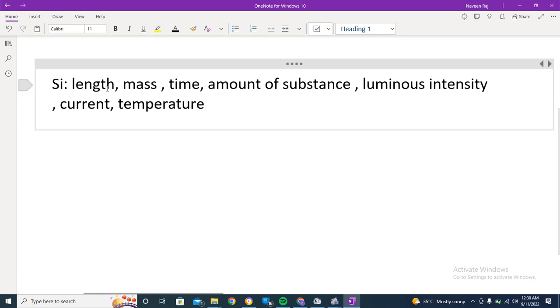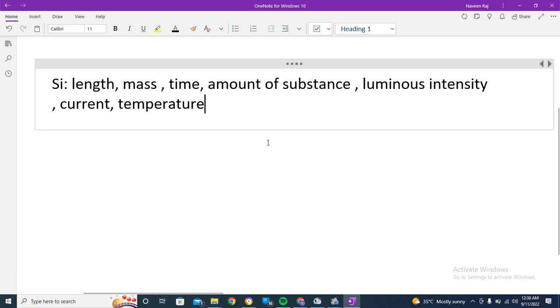How many are these? 1 2 3 4 5 6 7, right? So we have done with the 7 fundamental quantities of the International System of Units, that are length, mass, time, amount of substance, luminous intensity, current, and temperature. So one by one in later videos we will be looking into all of these, and we'll be understanding them deeply, looking into the history as well.